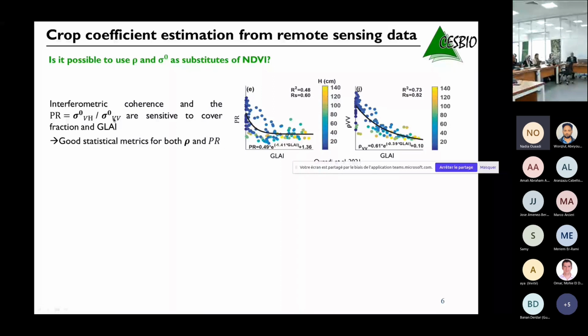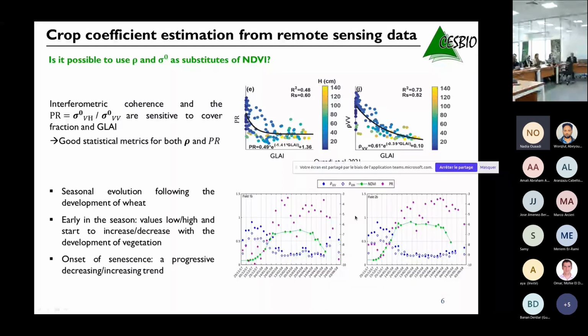If we also look at the time series over field 1 and field 2 in this figure, we have the time series of NDVI in green, interferometric coherence in blue, and the polarization ratio in purple. As we can see, the time series show seasonal evolutions that follow the development of wheat. Based on this result, we can say that the interferometric coherence and the polarization ratio are potential candidates to estimate the crop coefficient.